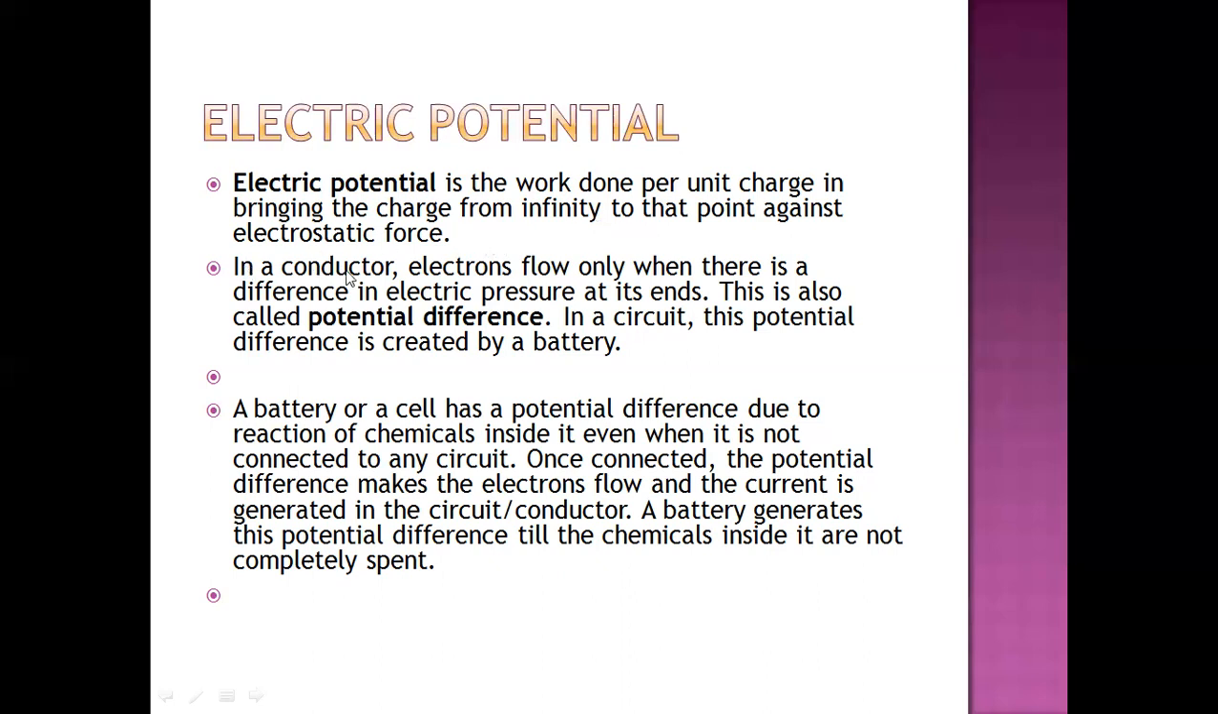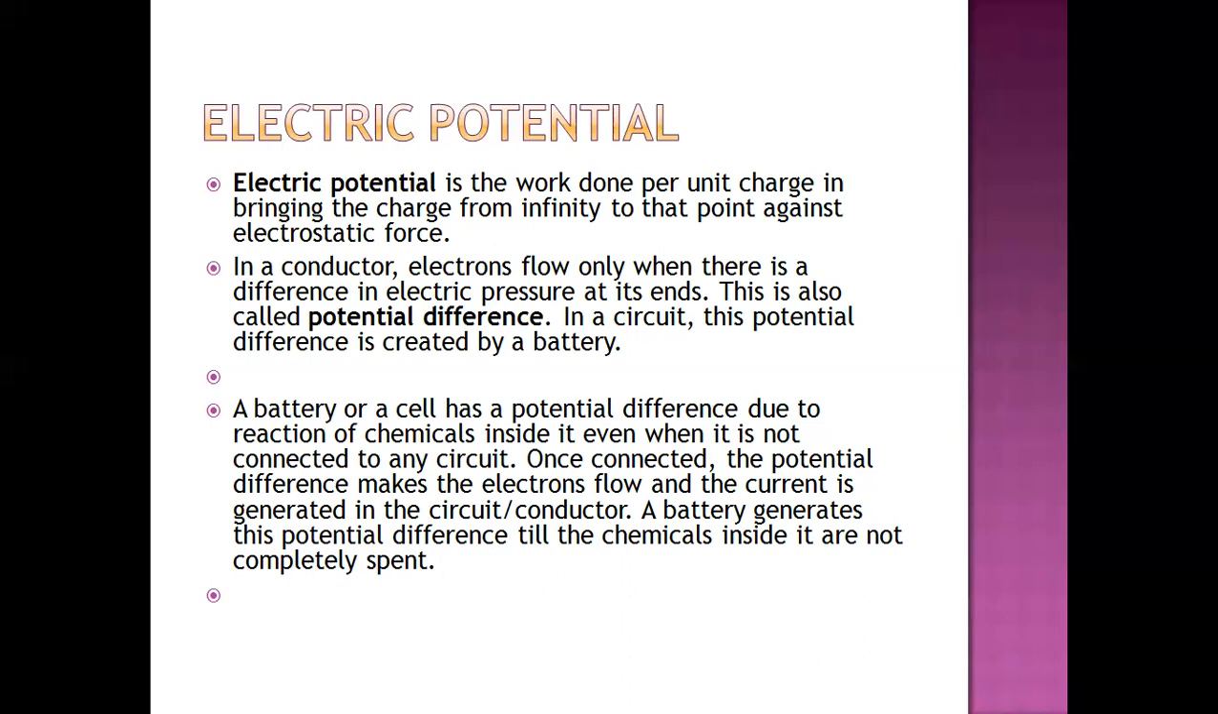In a conductor, meaning in a wire, electrons flow only when there is a difference in electric pressure at its ends. In a battery, electrons can flow when there is a difference in potential, meaning a difference in positive and negative charges. We assume that the positive charge is of higher potential and the negative charge is of lower potential. So the electrons always flow from low to high. That's why electrons flow from negative potential to positive potential, and the current flows from higher to lower potential.